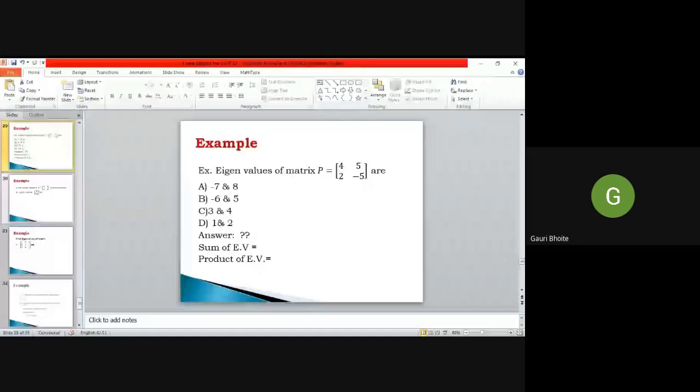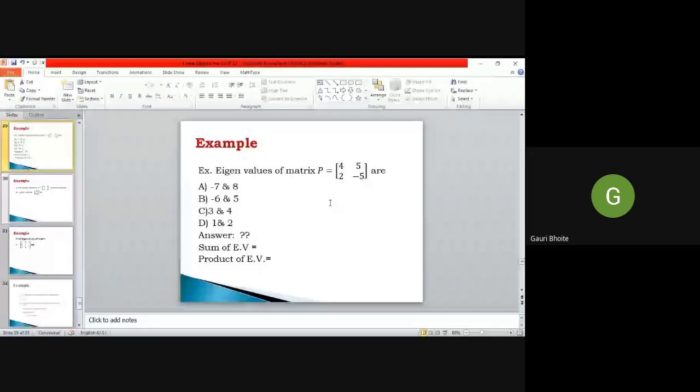Right, we are finding that the sum of the eigenvalues is the addition of the diagonal elements. So 4 plus -5 is -1, and the determinant is the product: 4 into -5 is -20, minus 10, that is -30. So for which option is the product -30? Option B satisfies this. Correct. So we are using sum and product of eigenvalues, and we get option B. Very simple, but we must know the properties.